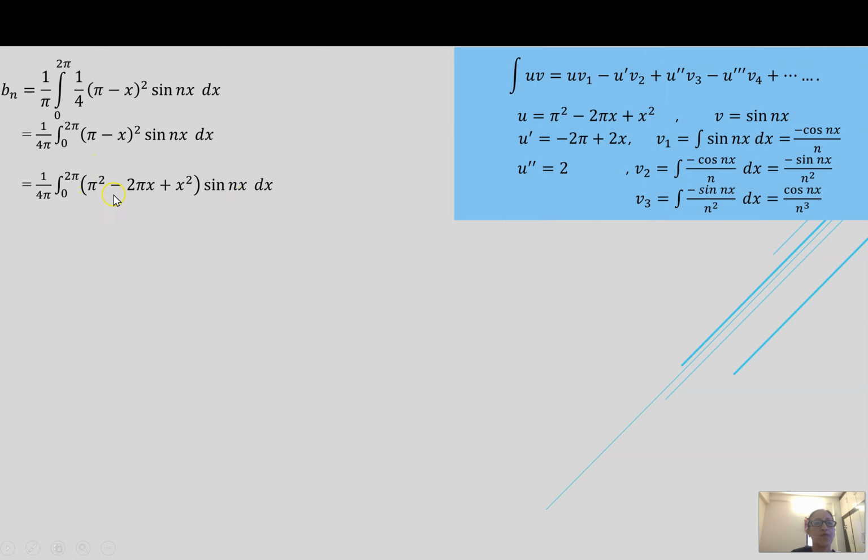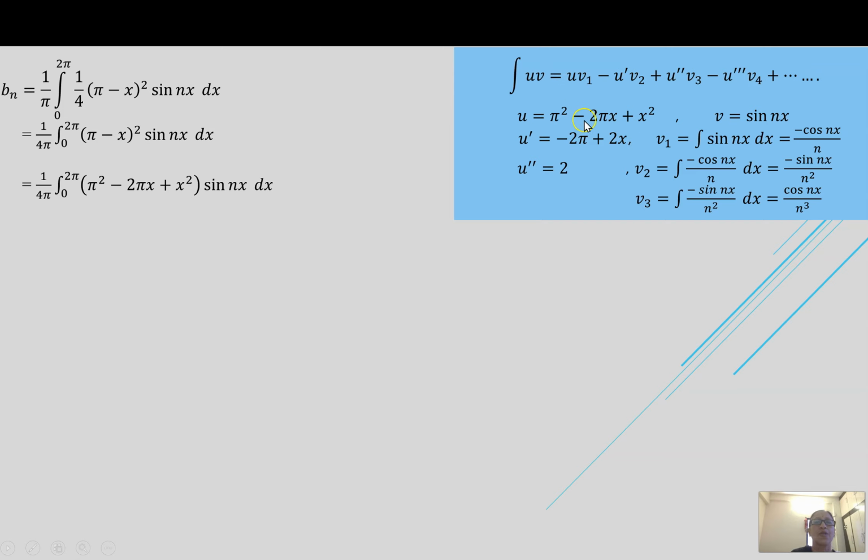Now again we have to apply the UV rule. Here u equal to π² − 2πx + x², but v equal to sin nx. So u dash equal to −2π + 2x, u double dash equal to plus 2, and v1 equal to integration of sin nx dx, that is −cos nx by n. v2 is the integration of v1, that is the integration of −cos nx by n dx, that gives −sin nx by n², and v3 equal to the integration of −sin nx by n², that is nothing but cos nx by n³.